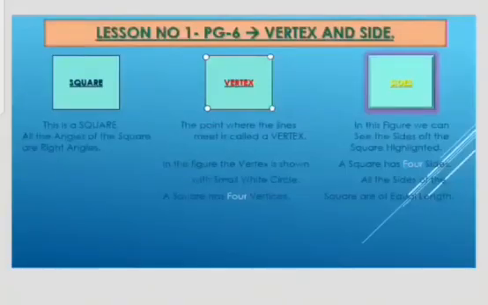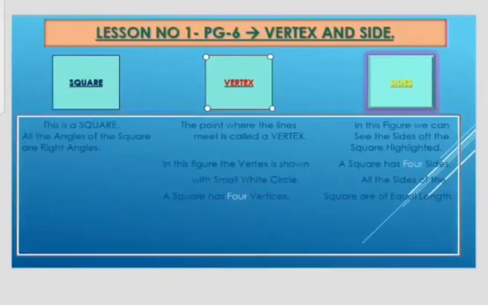Children, look at the pictures over here. What picture can you see? This is a square. All the angles of the square are right angles. Now see the second picture. In the second picture you can see a square, and in the corners they have shown small circles. The point where the lines meet is called a vertex. In the figure the vertex is shown with a small white circle. A square has 4 vertices.